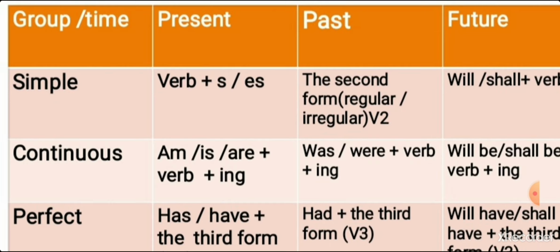Then students, if we talk about continuous tense, we use the helping verbs is, am, are plus the first form of the verb plus ing. To form the present continuous tense, we add the present participle to is, am, or are. Like I am writing a poem, she is singing a song.